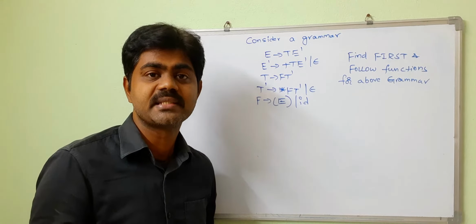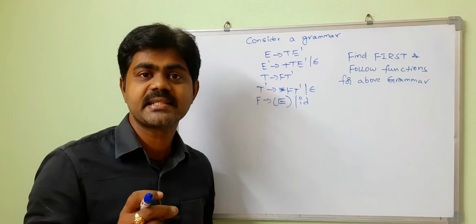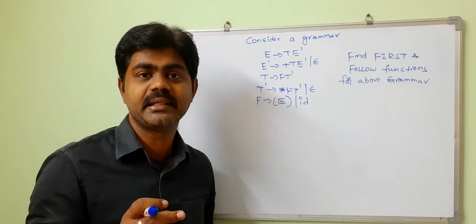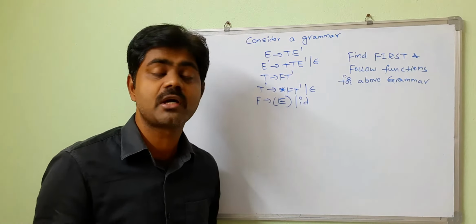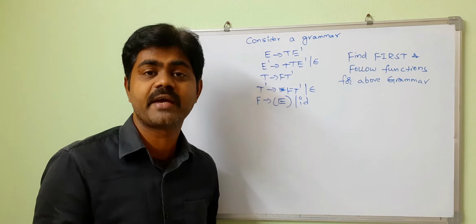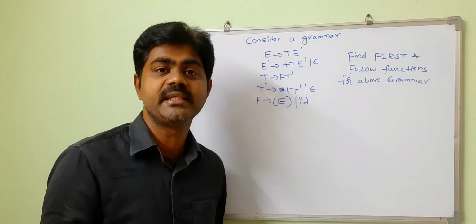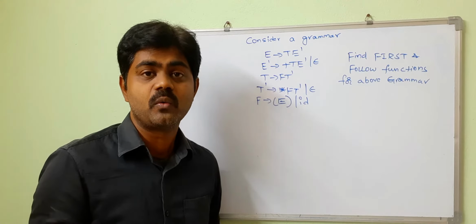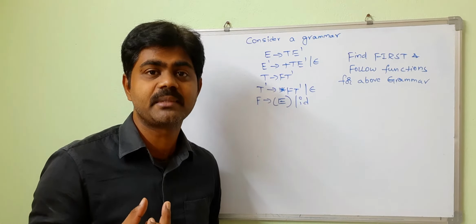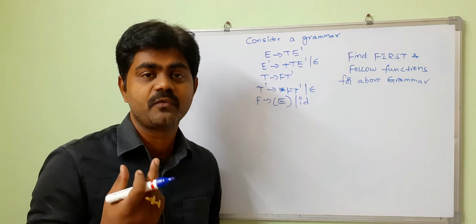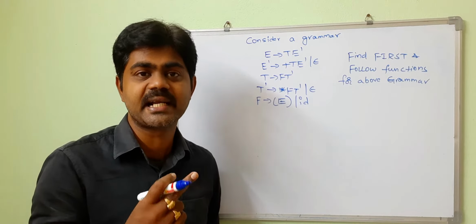So what's the rule of first here? In any production, if the starting symbol on the RHS is a terminal, then we can straight away write it. For example, if E tends to small a, as we know small a is a terminal, so we can directly write first of E equals small a. In case we encounter a non-terminal in the RHS, then we should go to the production of that non-terminal and check its RHS.